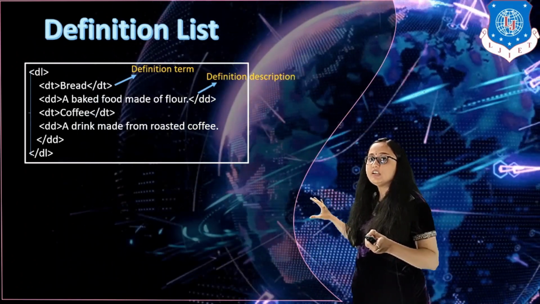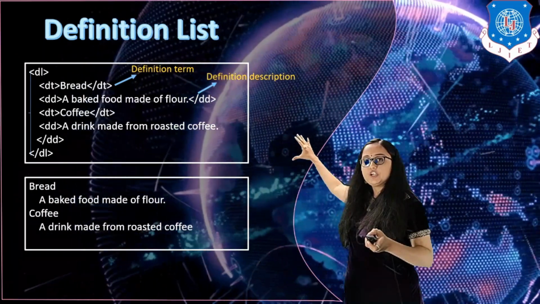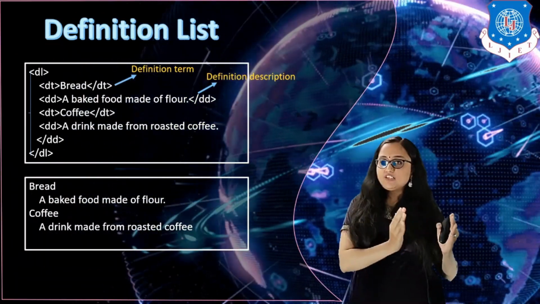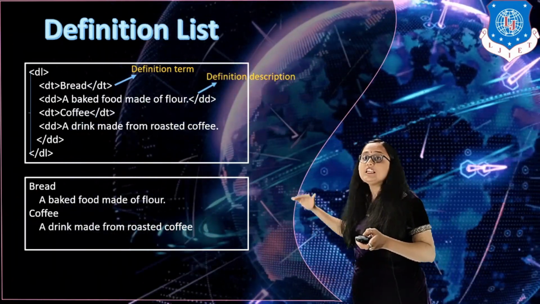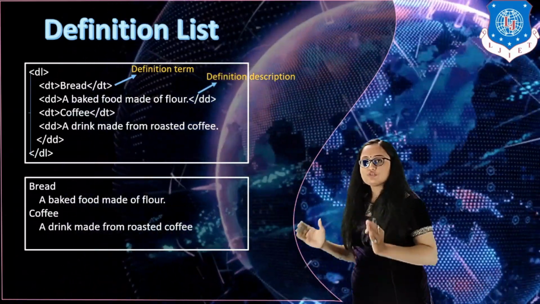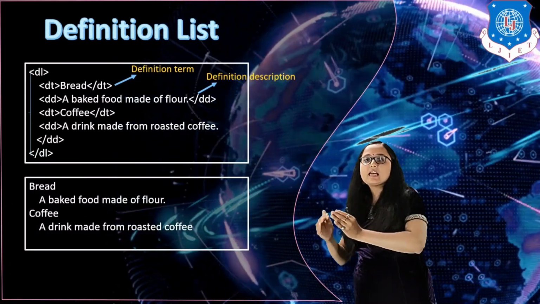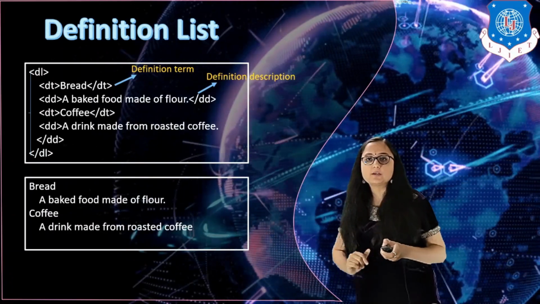This will be the output of the corresponding code, in which I have two definition terms which will be exactly left aligned, and you will have the corresponding definition description of each of them, which will be in a tabbed view. Okay, so the definition description will be a little bit right aligned, and the definition topic will be exactly left aligned.